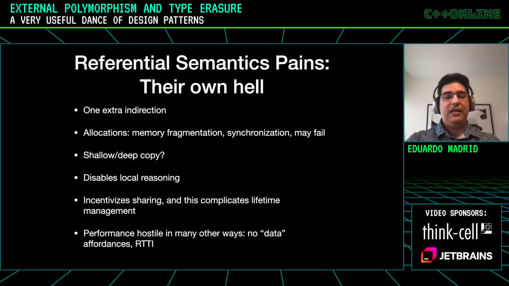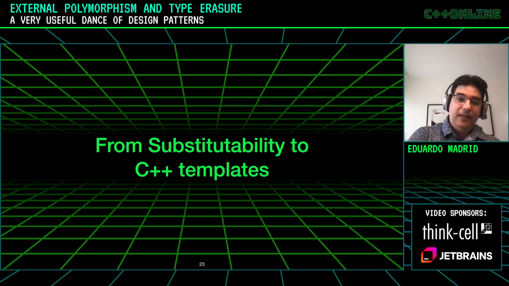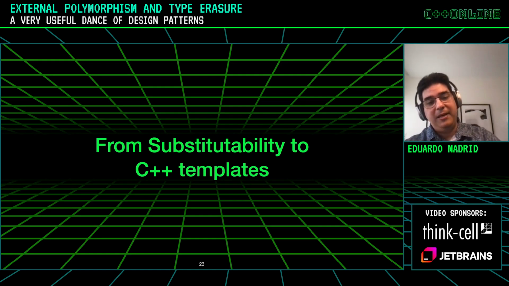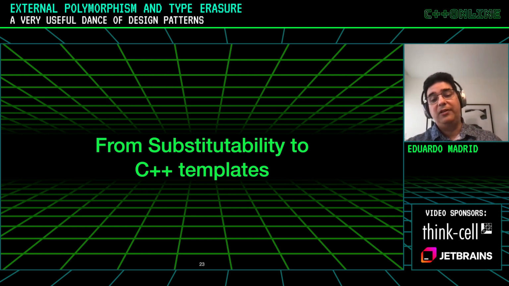And what is the alternative? Well, we're going to go from substitutability to C++ templates. We're going to recruit the excellent capabilities of the language for compile time polymorphism and see if we can get away with mechanisms or a set of programming techniques that are going to give us runtime polymorphism without the complications, the root class of evil of using subclassing.